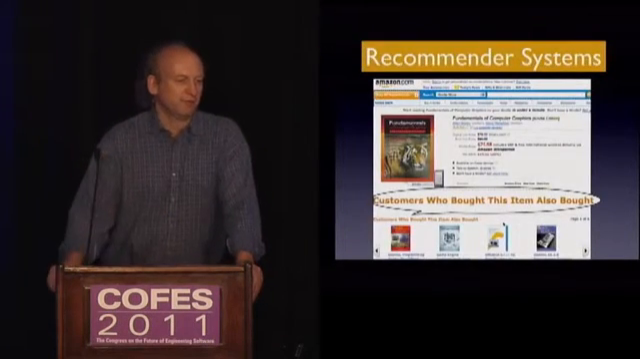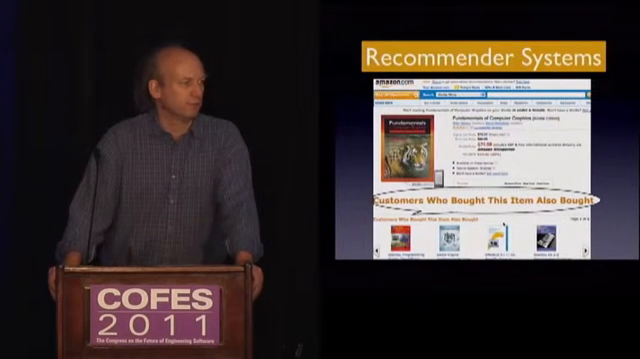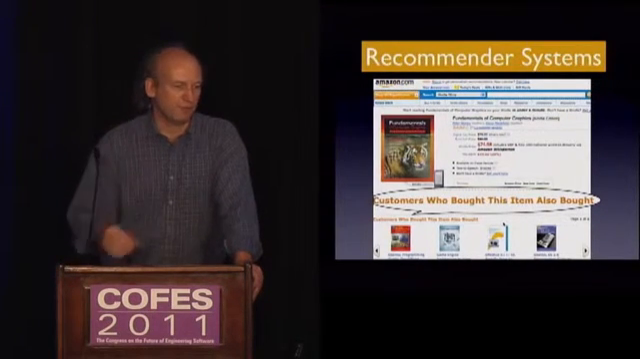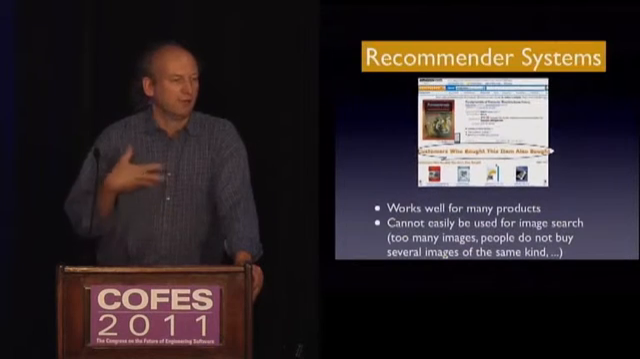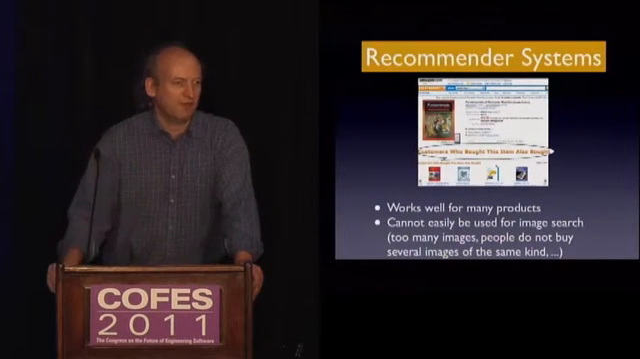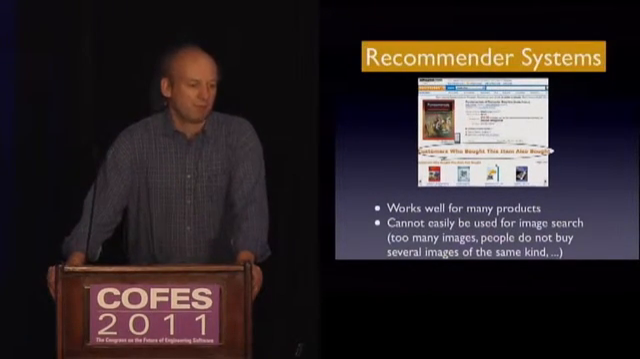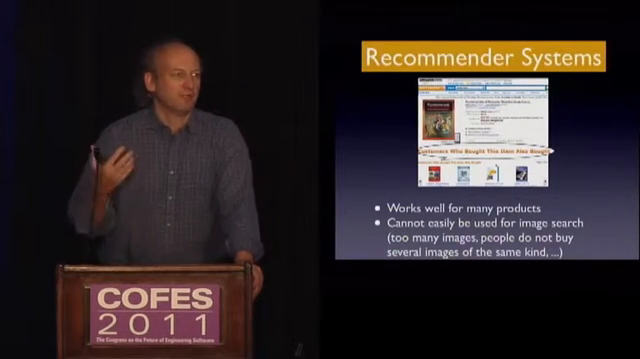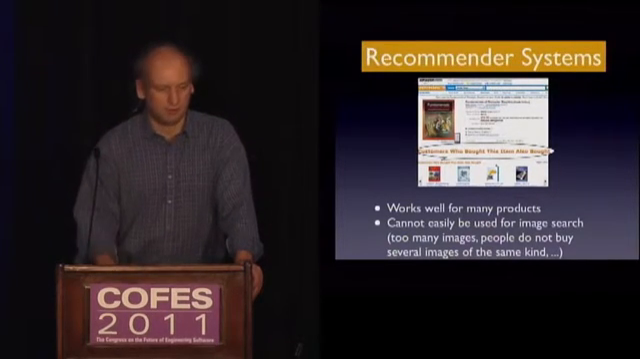There have been very powerful recommender system techniques for selling products. You know all this from Amazon. If you buy something at Amazon, they give very good suggestions, but up to now this has not been used for image retrieval because it's pretty hard, mainly because there are far too many images. There are other reasons as well.